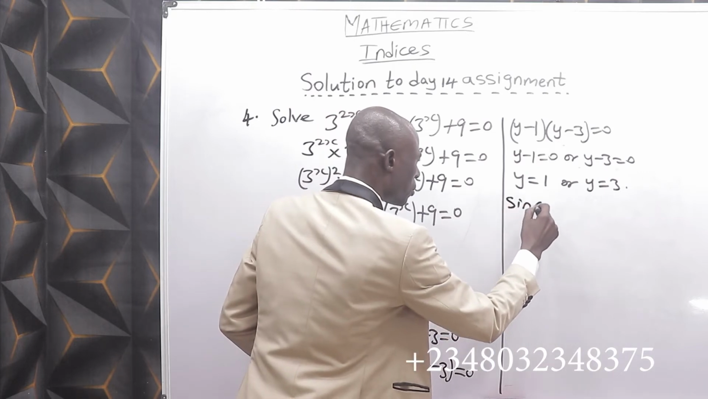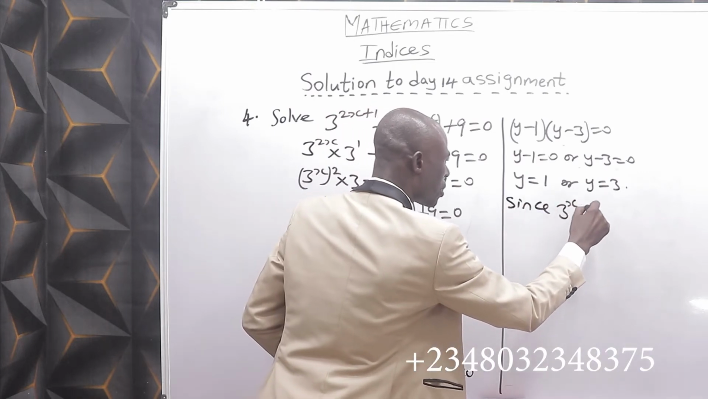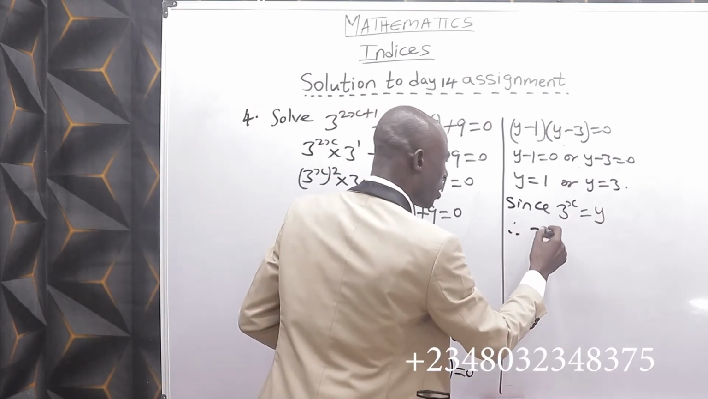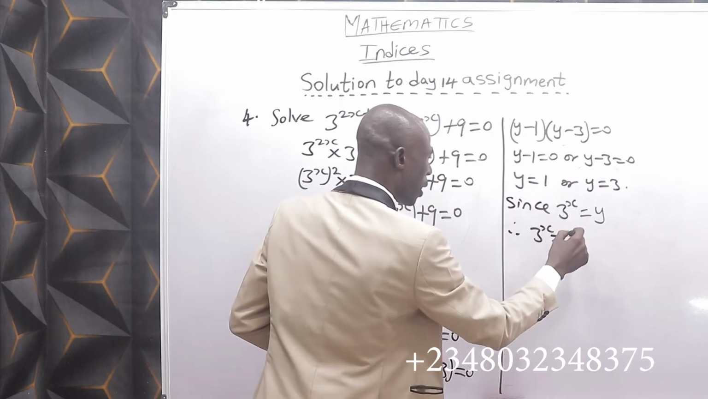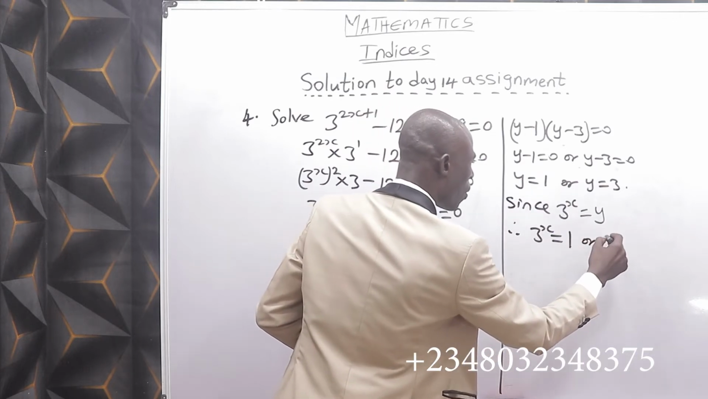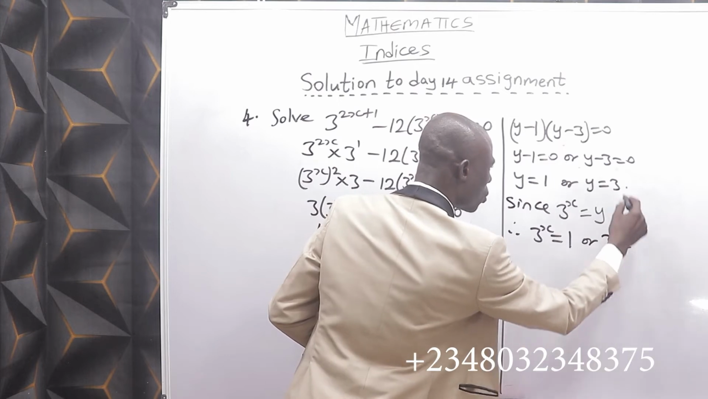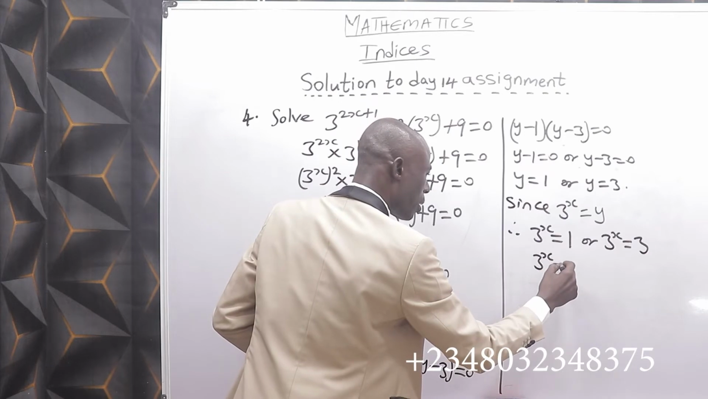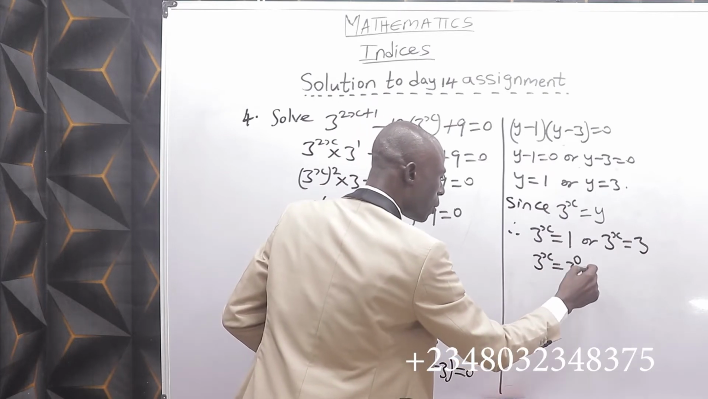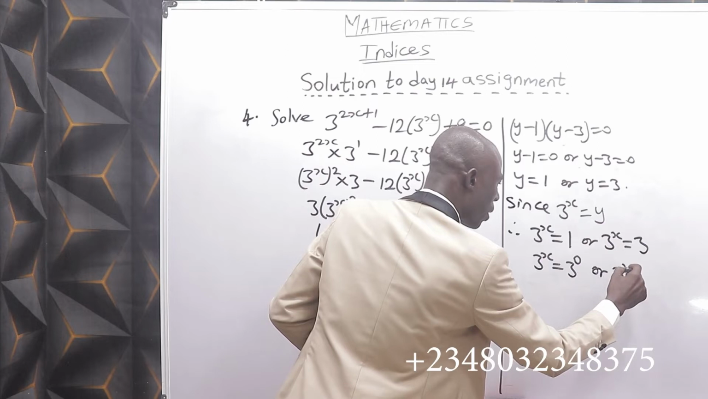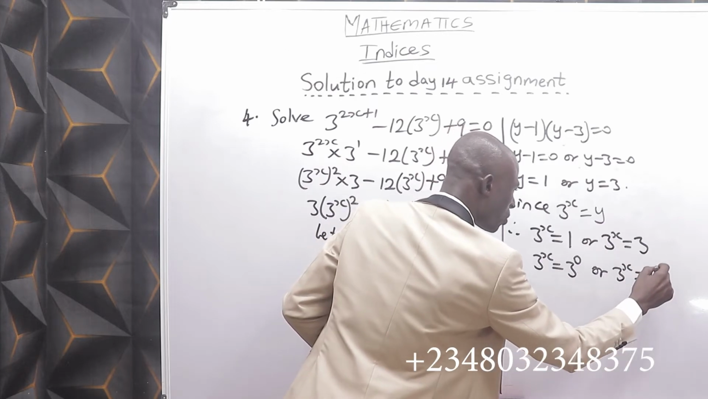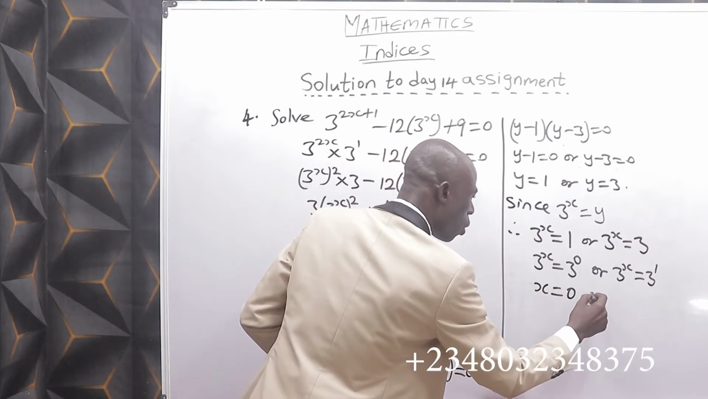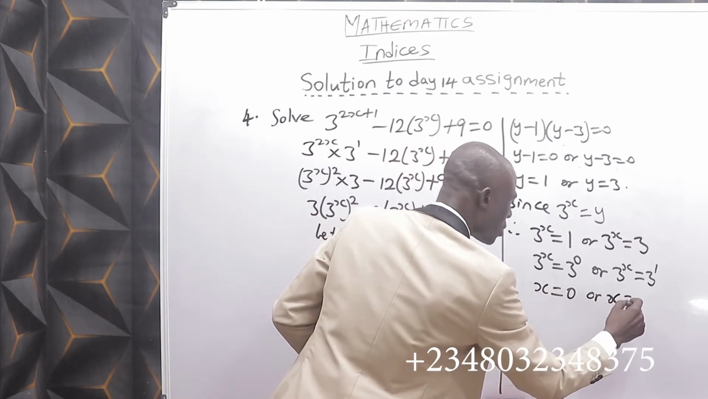Since 3 raised to power x is equal to y, according to us, therefore 3 raised to power x is equal to, what is the value of y? 1. Or 3 raised to power x is equal to 3. Which means 3 raised to power x equals 3 raised to power 0, or 3 raised to power x equals 3 raised to power 1. So x is equal to 0, or x is equal to 1.